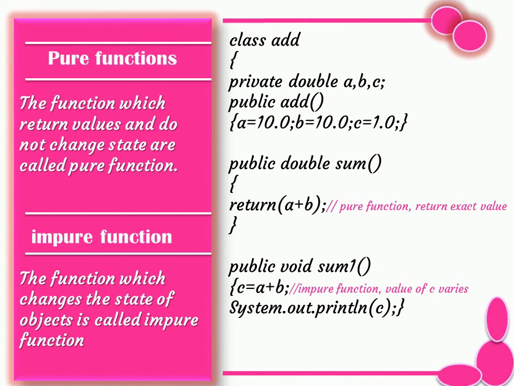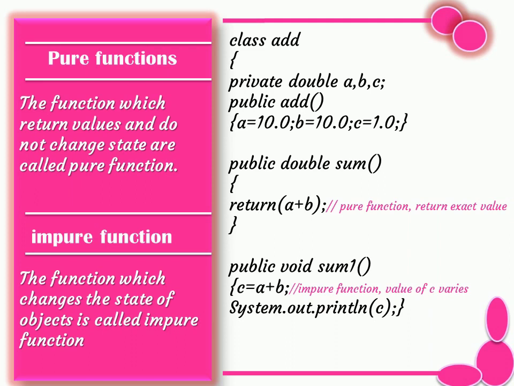Next we will see what is a pure function and an impure function. A pure function means a function which returns values and does not change the state of the object. An impure function will change the state of the object.